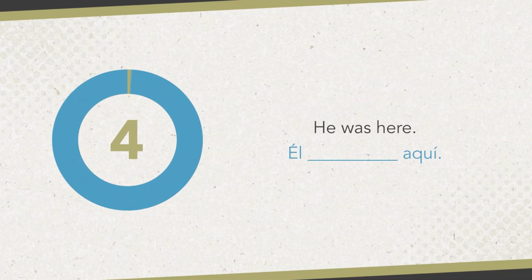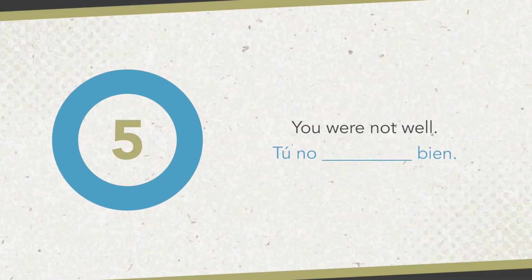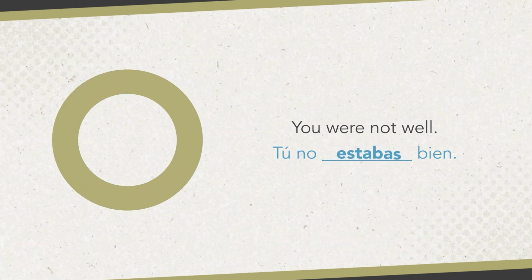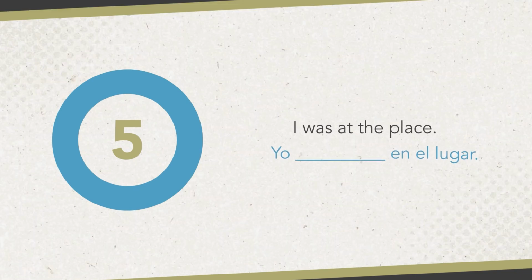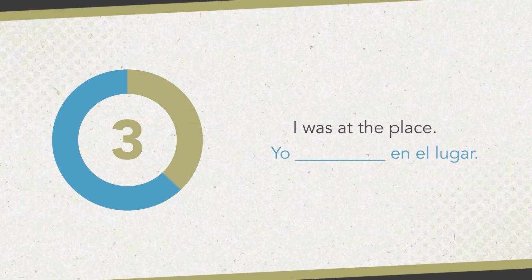Let's practice these. See if you can predict which one goes in each sentence. He was here. Él estaba aquí. You were not well. Tú no estabas bien. I was at the place. Yo estaba en el lugar.